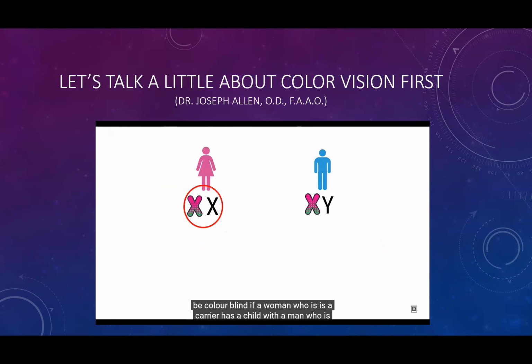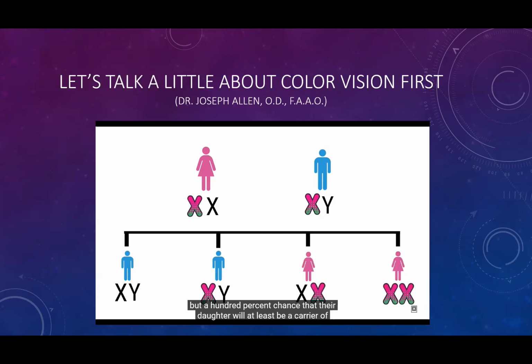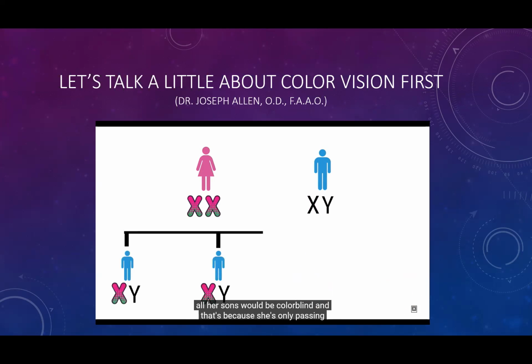If a woman who is a carrier has a child with a man who is colorblind, there's again a 50% chance that their sons could become colorblind, but a 100% chance that their daughter will at least be a carrier of the gene, and a 50% chance that their daughter could be colorblind as well. If a woman is colorblind and she has a family with a man who is not colorblind, all her sons would be colorblind, and that's because she's only passing on colorblind X chromosomes.